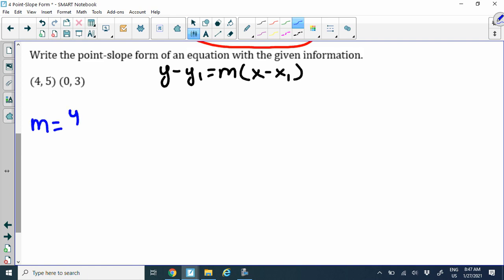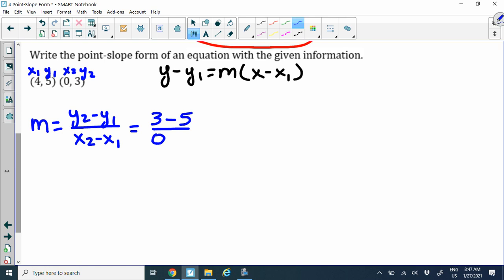So remember, slope is y sub 2 minus y sub 1 over x sub 2 minus x sub 1. Okay, I'm going to label here, so I have x sub 1, y sub 1, and then x sub 2, y sub 2. Now plugging these points into our formula, we have 3 minus our y sub 1, which is 5, over our x sub 2, which is 0, minus our x sub 1, which is 4. So 3 minus 5 gives me -2, and 0 minus 4 gives me -4. Always remember to simplify.